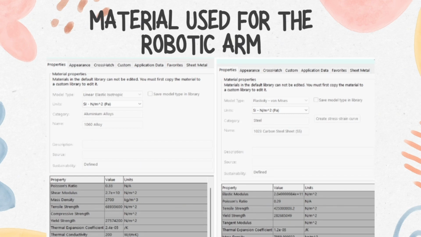Second, we use a carbon steel sheet, which has a higher strength, with a yield strength of 282.7 megapascal and also a tensile strength of 425 megapascal. It is suitable for parts that must withstand higher stress.